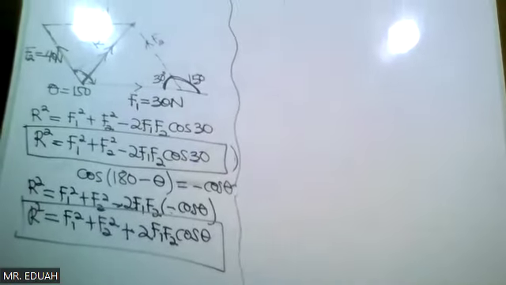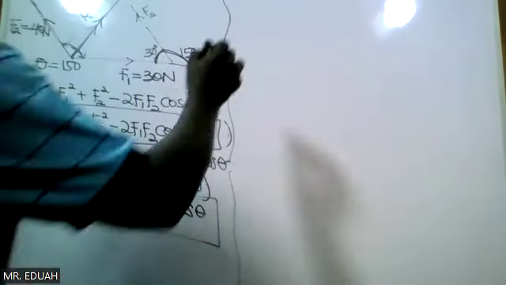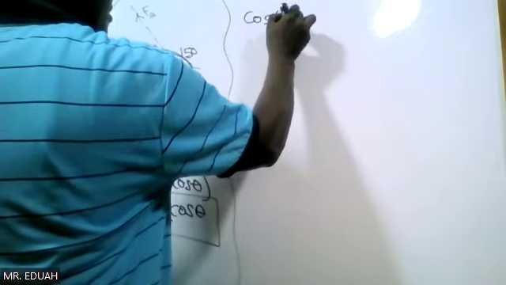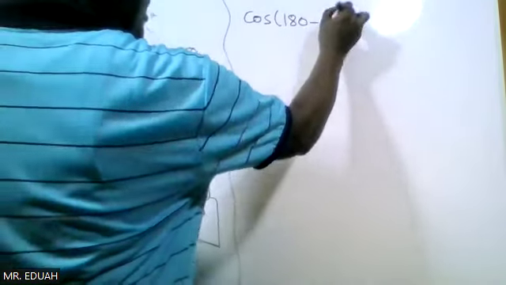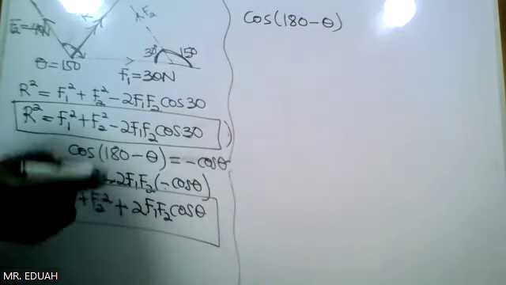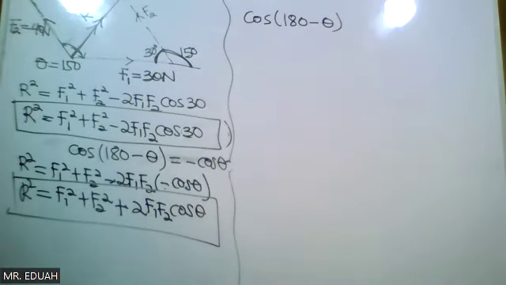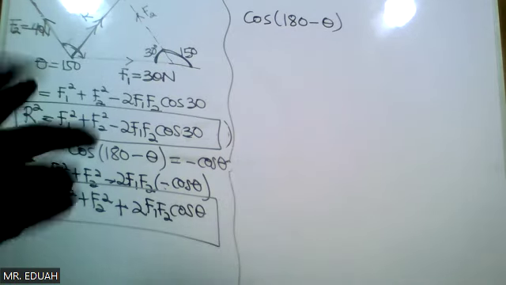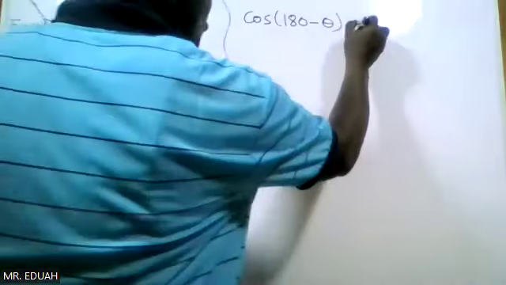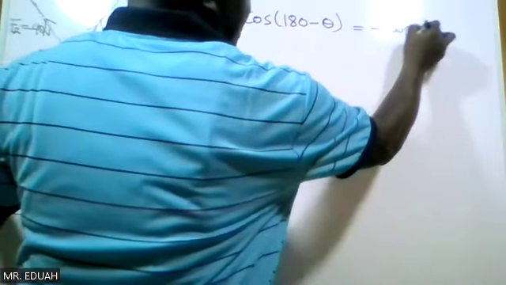Please, how is cos 180 minus theta equal to minus cos theta? Let me prove for you. Caleb, I'm coming, let me quickly answer this question. So whoever asked this, I said this is equal to negative cos theta.